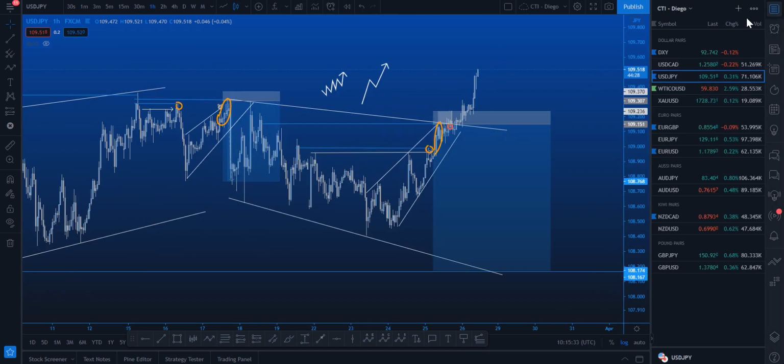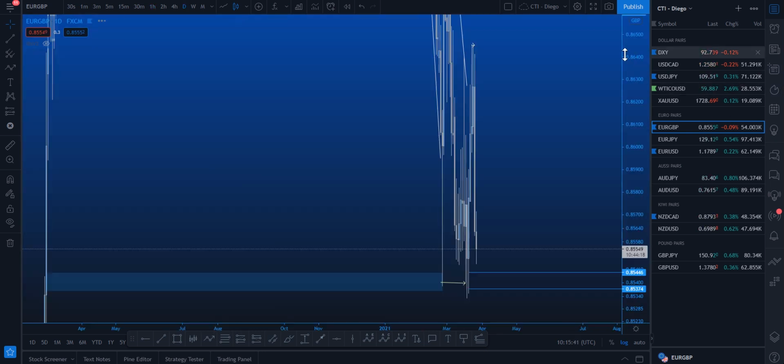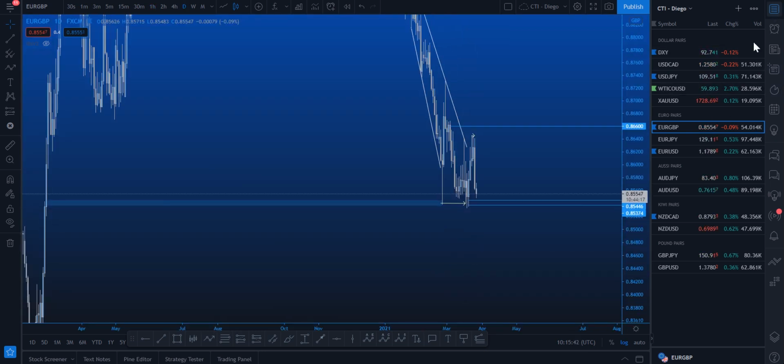Next on the list is euro pound. Okay, euro pound is an interesting one. If we zoom out to the daily time frame, what is actually happening now?